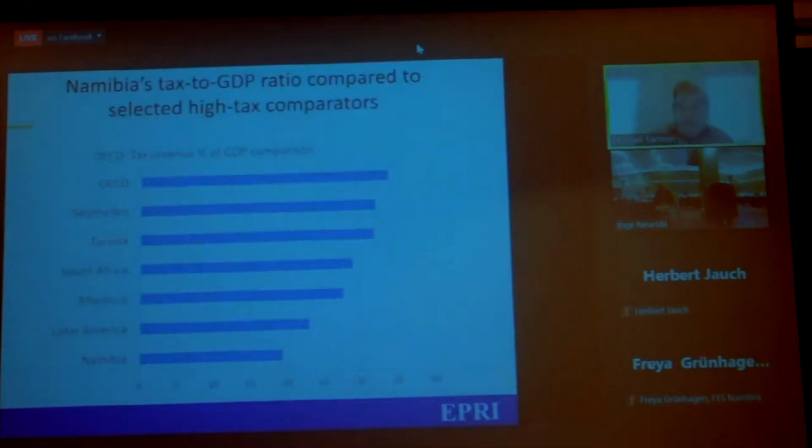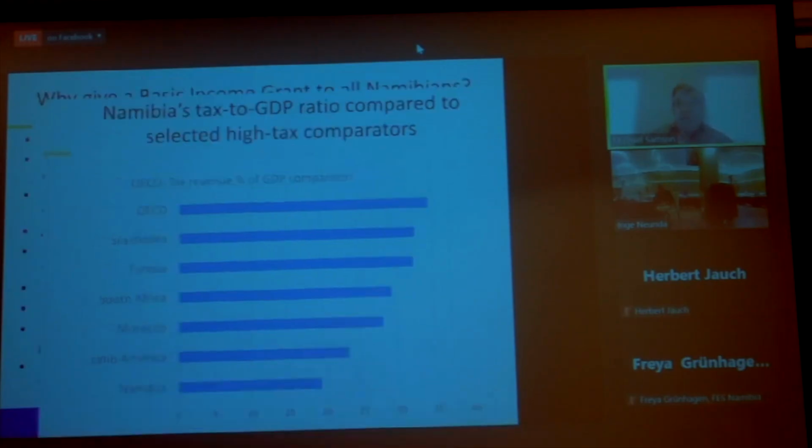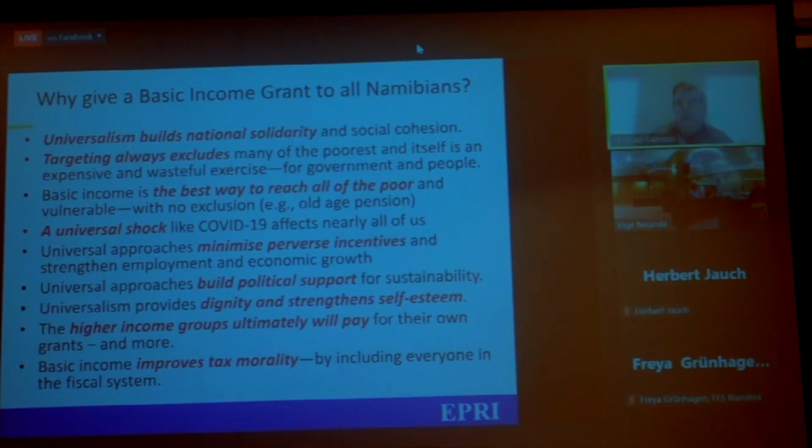As we look at Namibia's tax to gross domestic product ratio, and compare it to comparable countries in Africa, to other regions, to OECD countries, Namibia's tax to GDP ratio is relatively low. I want to just highlight, before I conclude, a very important design feature. Should cash transfers be targeted, or should a universal basic income grant be provided to all Namibians?